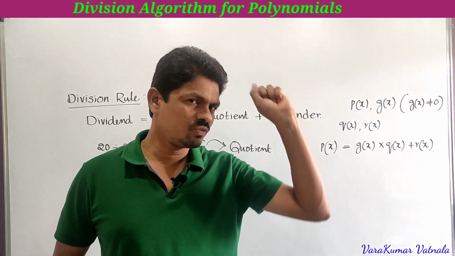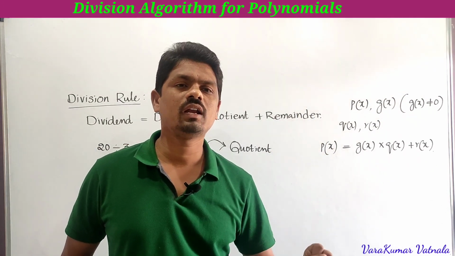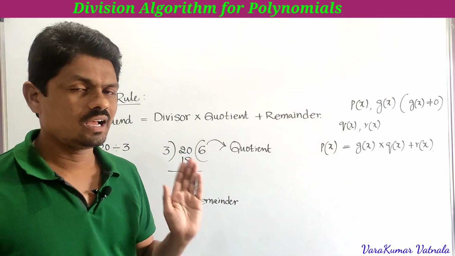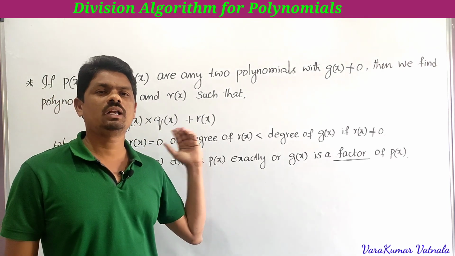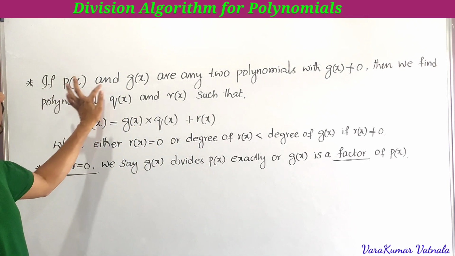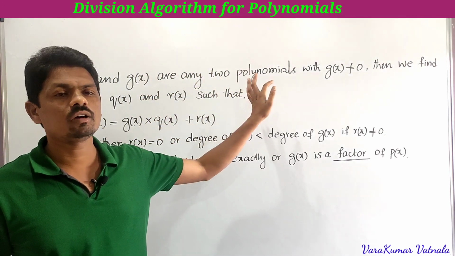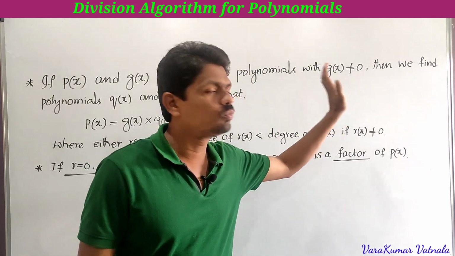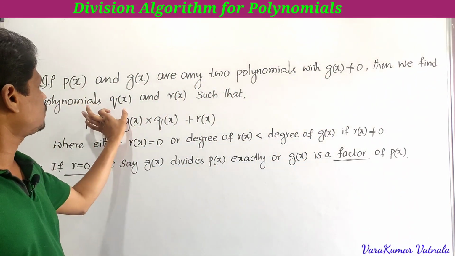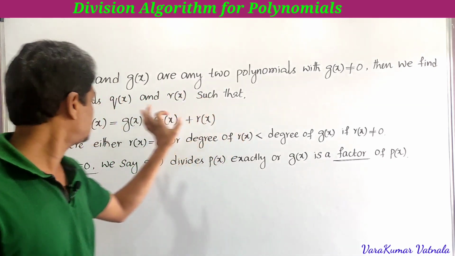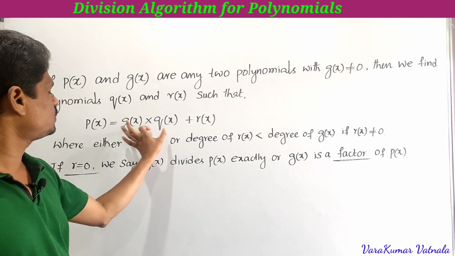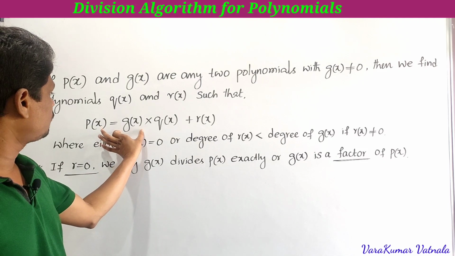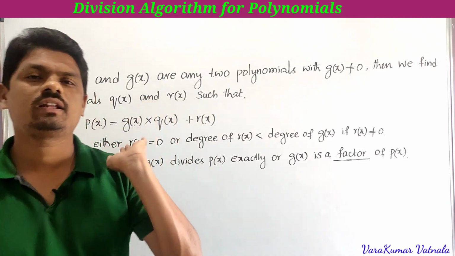It is known as the division algorithm for polynomials. An algorithm is nothing but the sequence of steps involved in the division. So we can state the division algorithm for polynomials like this: if p of x and g of x are any two polynomials in variable x, with g of x not equal to 0, then we can find polynomials q of x and r of x such that p of x is equal to g of x into q of x plus r of x. It is nothing but dividend is equal to divisor into quotient plus remainder. That you have to remember.